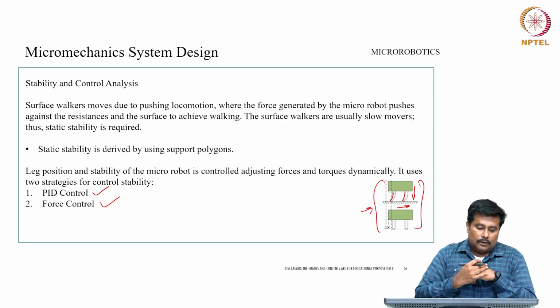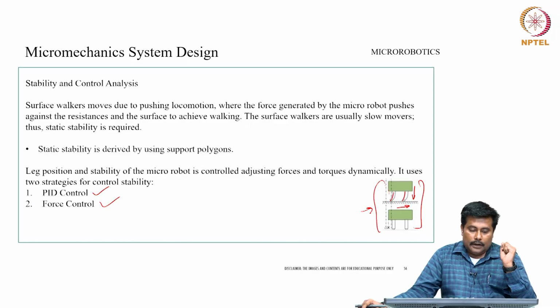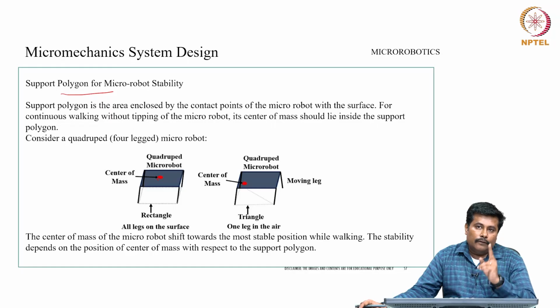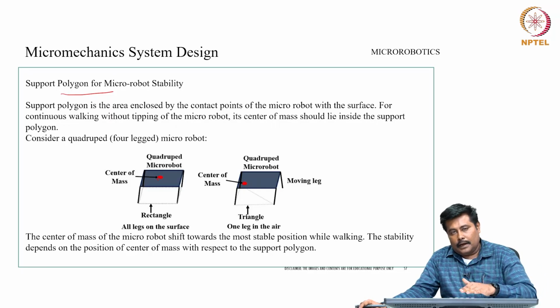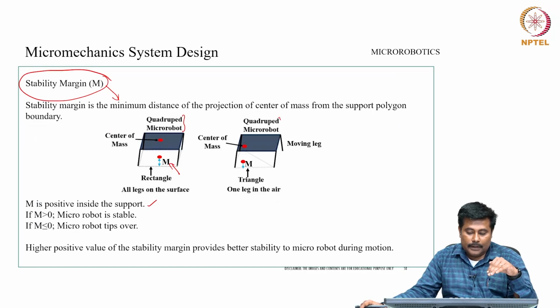In order to take care of the control stability, two important strategies are followed: one is PID and the other is force control. In addition, from a structural point of view, there are two types of micro robot stability. One is a support polygon based system, which is a quadruped, four-legged micro robot, where we look into the stability by considering the center of mass. When there is a moving leg, these quadruped micro robots deflect and finally form a triangular base.